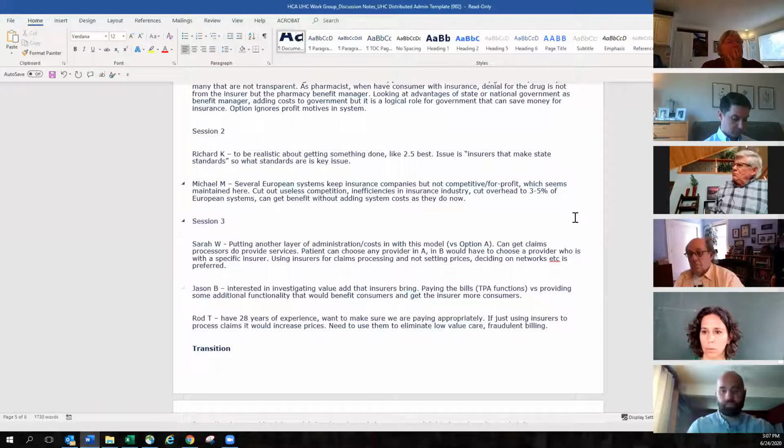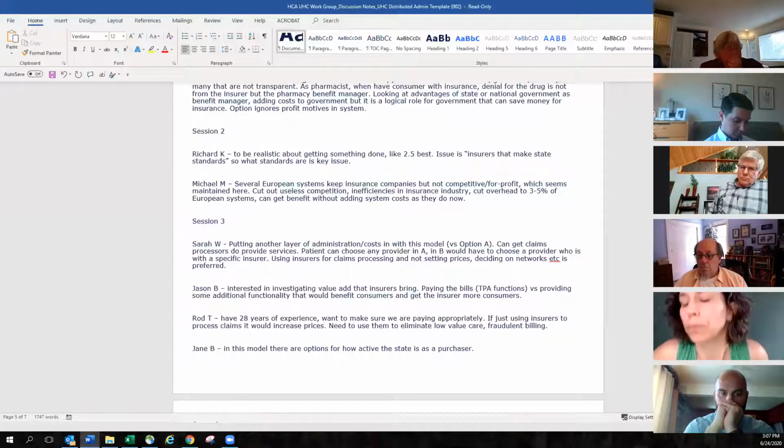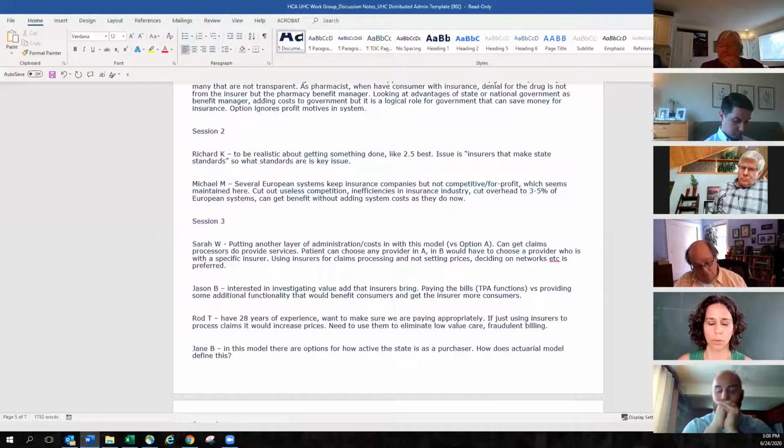Go ahead, Jane. Thanks. So I guess a couple of points. In this model, and I think Rod sort of alluded to this, there are differing levels of how active a purchaser the state is going to be in terms of what standards it's going to set for any kind of contracting insurer. And Medicare Advantage is probably one of the more active in terms of the parameters being set. So I don't know how, in the context of your actuarial modeling, we can try to look at how directive the state is around its role as a purchaser. And then the other question that I had was, and this almost relates to both option model 1.